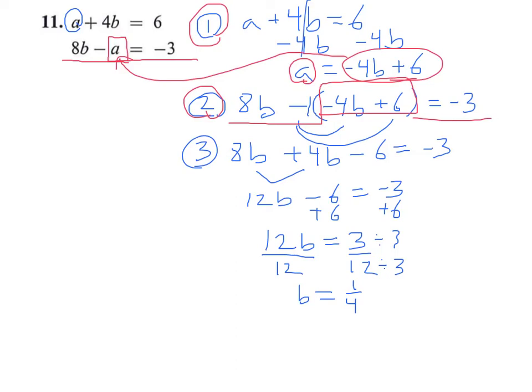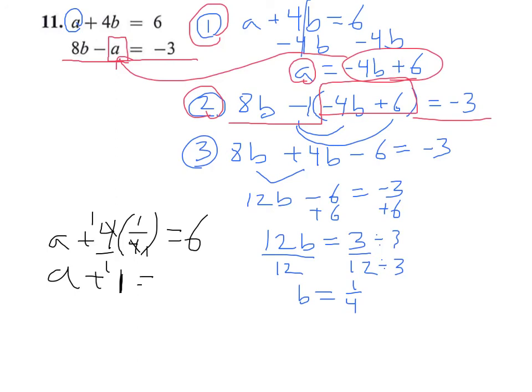Now we just plug that back in and see what we get. We get A plus 4 times 1/4. Oh, that's going to be nice. 4 times 1/4 equals 6. So we get A plus, and 4 times 1/4 is, cancel, you get 4 over 4, which is 1. Another way to think of that is what's 1/4 of 4, right? Equals 6. And so minus 1, and you get A equals 5. Now we're done.